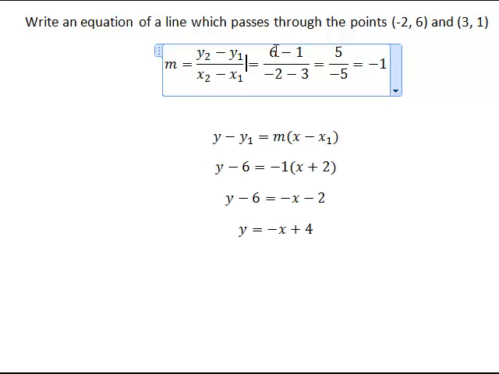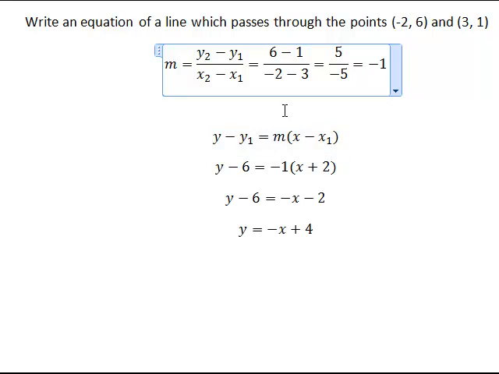We plug in our y values, we get 6 minus 1 in our numerator. If we plug in our x values, we get -2 minus 3. This reduces to 5 over -5, which is -1. Well, now I have a slope, and I have 2 points. Question is, does it matter which point I use? Answer is simple, no. If you plug in either point and that slope, you will reduce and get the same answer. Let's use the first point, -2, 6.